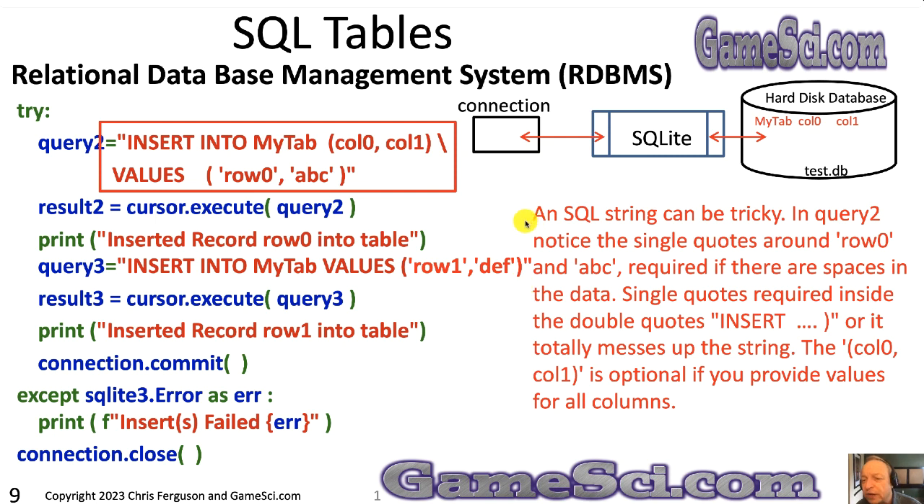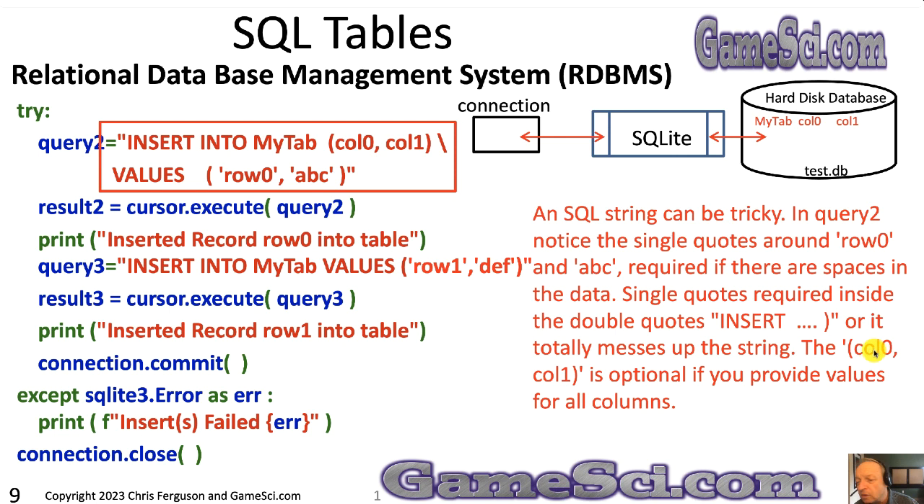An SQL string can be tricky. In query 2, notice the single quotes around row 0 and ABC. These are required if there are spaces in the data. Single quotes are required inside of double quotes. Notice the outside has double quotes on it, so inside, I have to use single quotes. If you don't do it that way, it totally messes up the string.